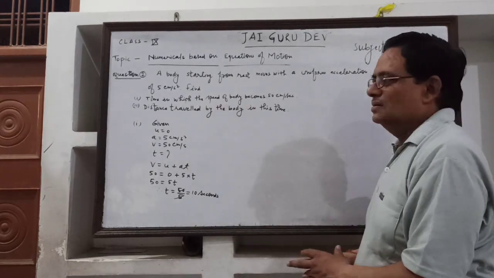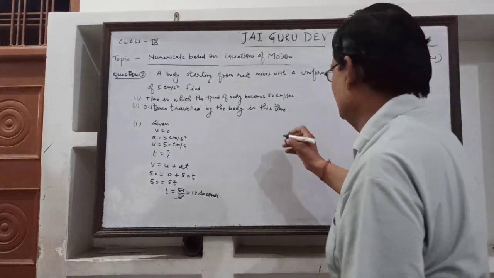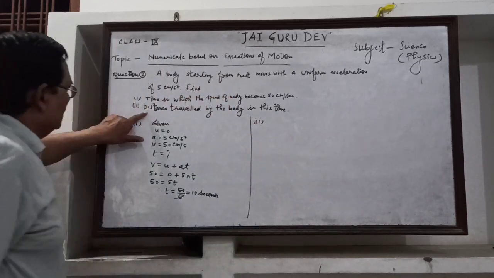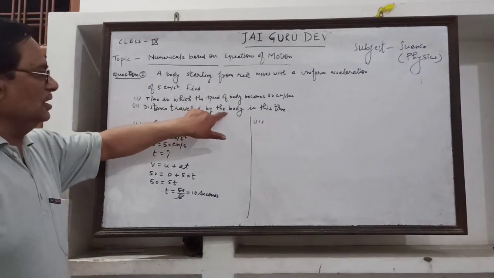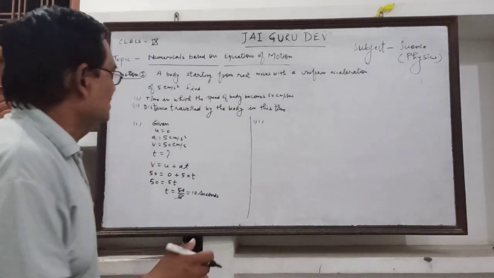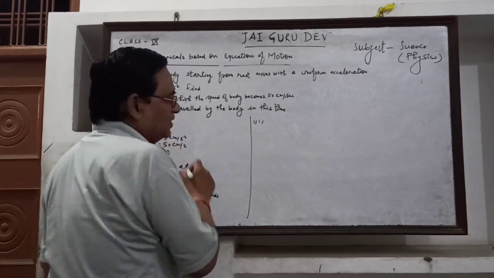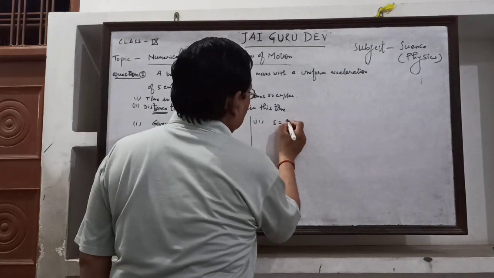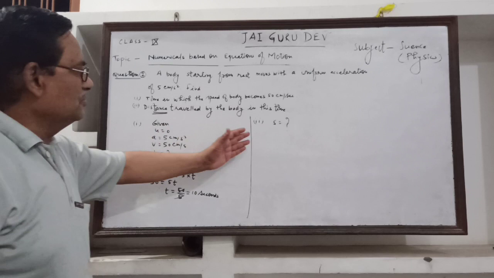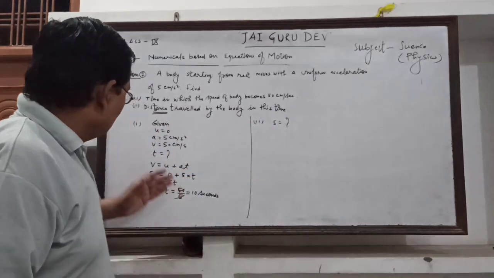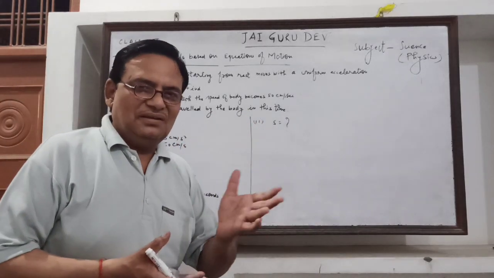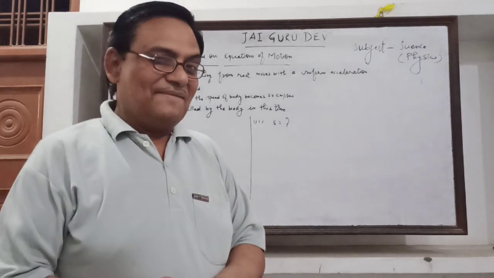Still we have the second part. Okay. Distance traveled by the body in this time. So what is to be found out? Distance, and symbol for distance is s. Question mark. Already these are givens and you have to calculate distance. These are the givens. You have to find out the distance. Very simple. Which equation will you apply?